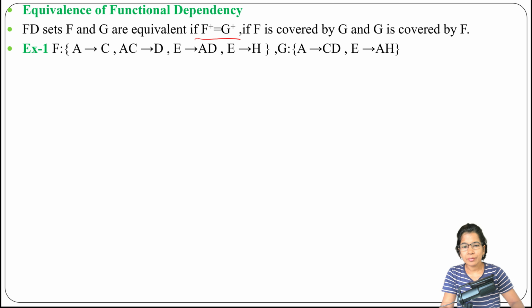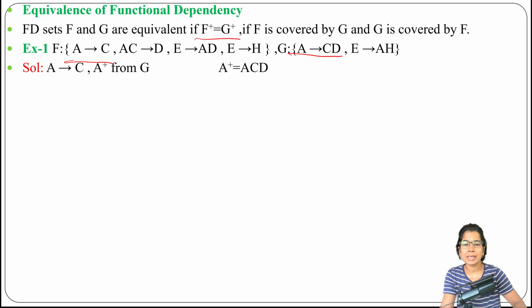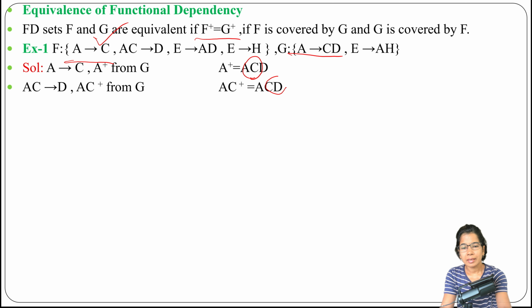Now we'll check F in G and G in F. A implies C, that we'll check by finding A positive closure from G. So A positive closure equals ACD. Here C is on the right side, hence this is satisfied. Next AC derives D. So AC positive closure from G will be again ACD. There is D on the right side, hence it is also satisfied.